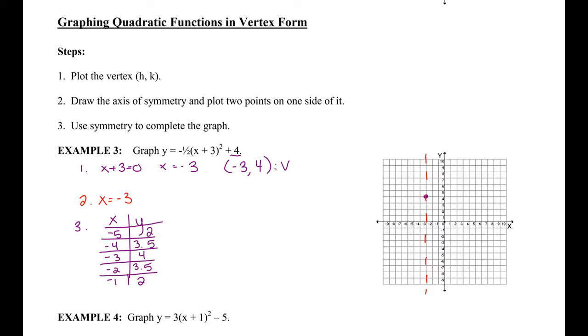And I'm going to plot the remaining points. So negative 4, 3.5, negative 5, 2. And I'm going to reflect those points to the other side, and connect them to form a U shape for our parabola. Please follow these steps and try example number 4 on your own.